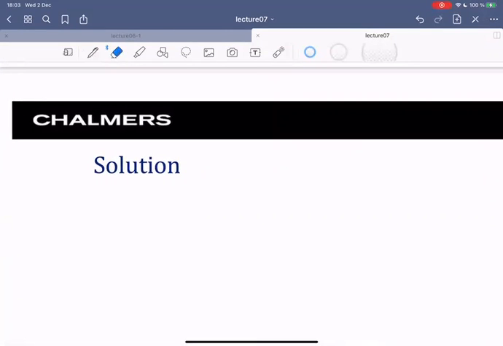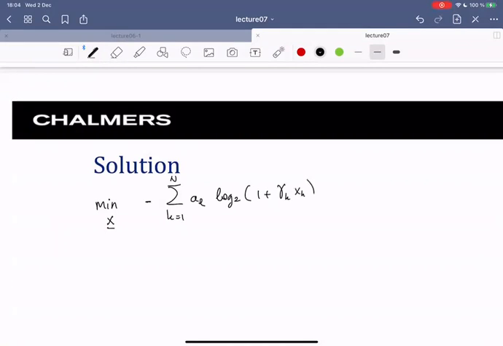Good, so the problem we want to solve is we want to minimize with respect to x, negative sum for k from 1 to n, a_k log2(1 + gamma_k x_k) with two constraints. A transposed x is equal to minus b, and let me give this a meaning. Let me call this p, which is some kind of total power.